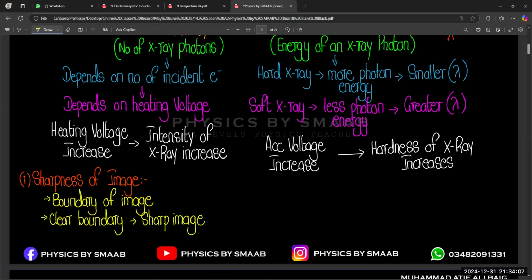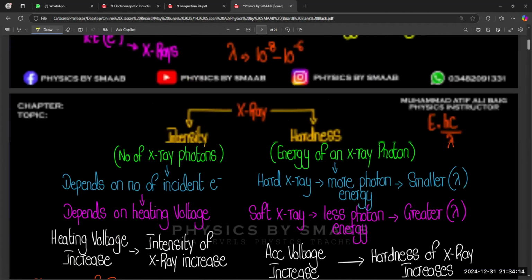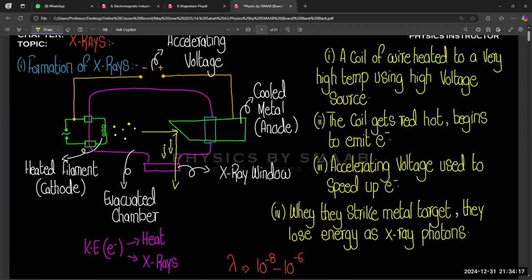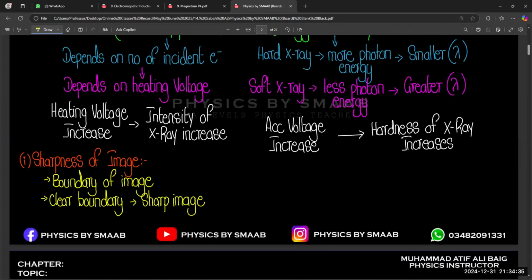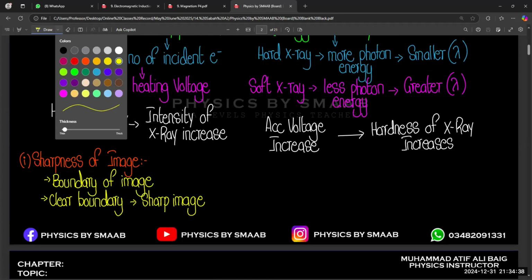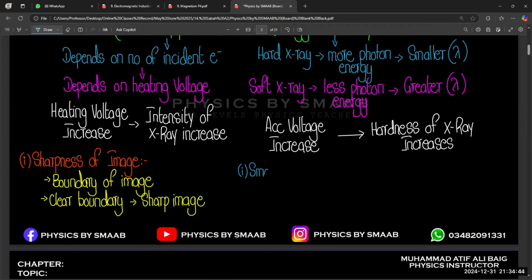And if you want to improve sharpness, what factors will help you increase it, according to the structure that we discussed for the formation of the X-ray? In this setup, with the help of these points, we can increase or decrease the sharpness of the X-ray. So first of all, we need to use a small anode.